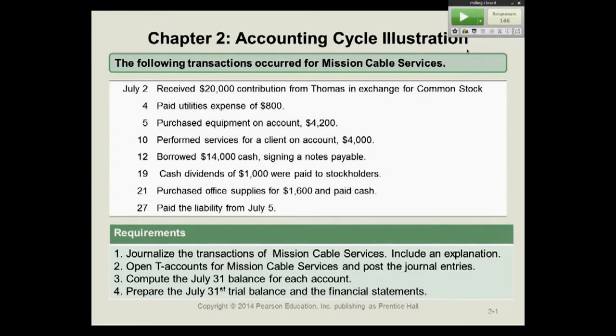All right. Sounds like we're doing pretty well. So let's do one more. And this last one. Okay, so now you paid the liability from July 5. So July 5 is here, and it's a $2,400 liability. So how would you pay it off?